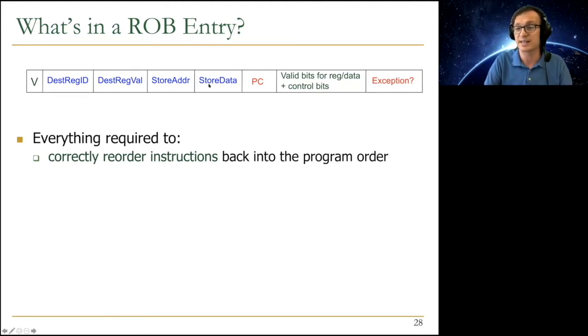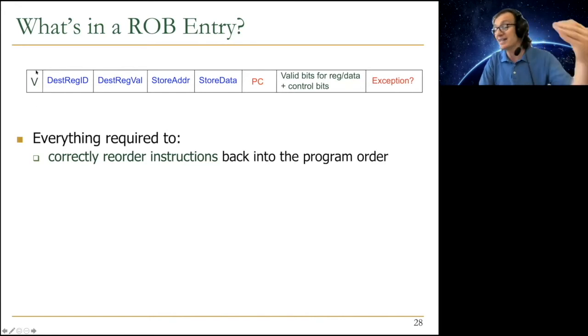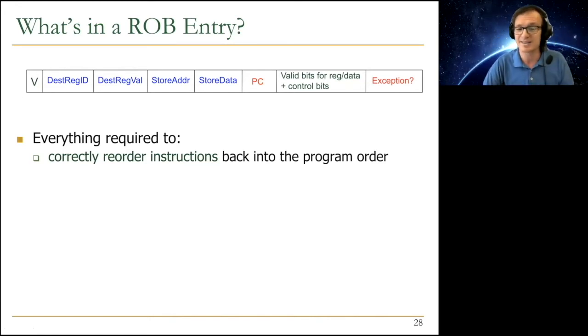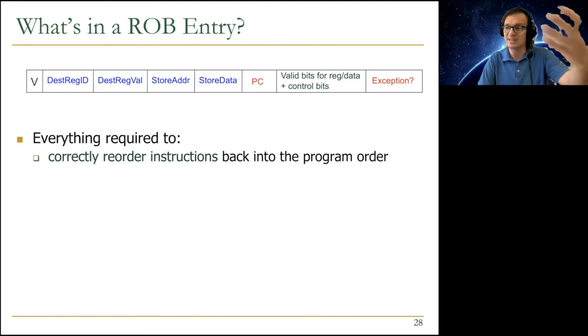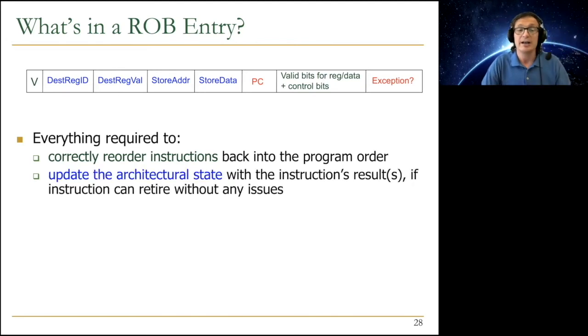order. These are the control bits over here and the valid bits over here, and the head and tail pointers into the reorder buffer. It's actually a circular list that needs to be implemented in hardware. And everything required to update the architectural state with the instruction's results if the instruction can retire without any issues, these are the blue parts over here, meaning the register value, register ID, you need to have them because you're writing to the register file at that time.